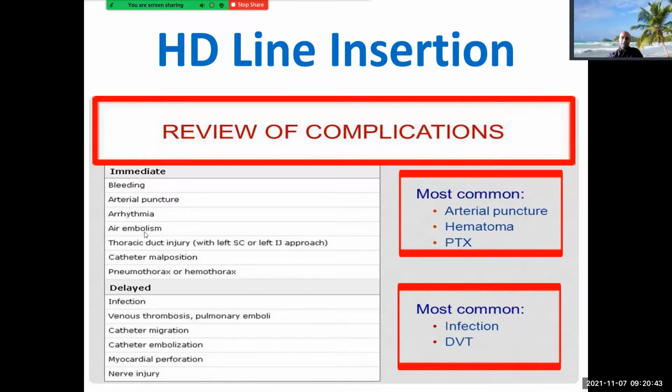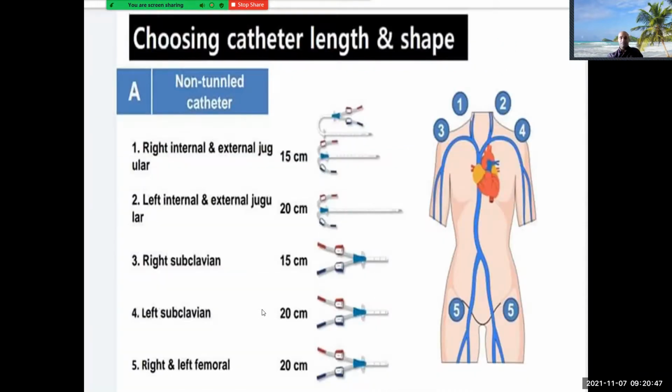Arrhythmia and air embolism are also common complications that can happen during the insertion. Regarding the side, for the right internal jugular, just use 15, 14, 13, 16, whatever is available for you. According to you, maybe an adult of 18 years, or 15 years and he's small, just use 13 or 14 or 15 maximum. Maybe an adult, you don't find any catheter, just don't use a long catheter, please.